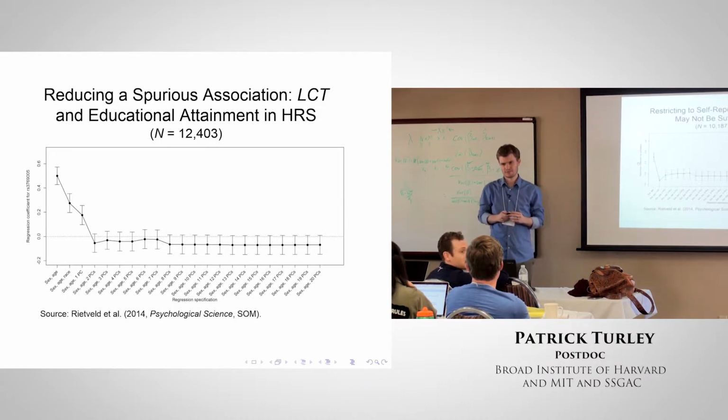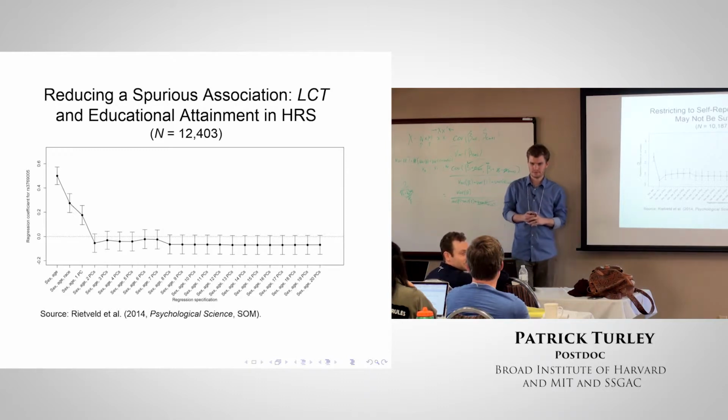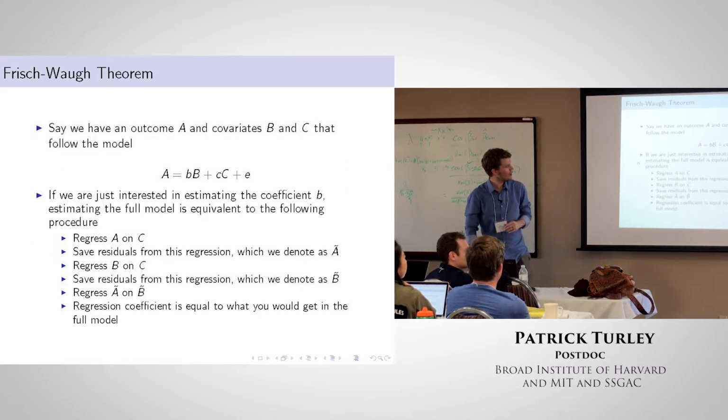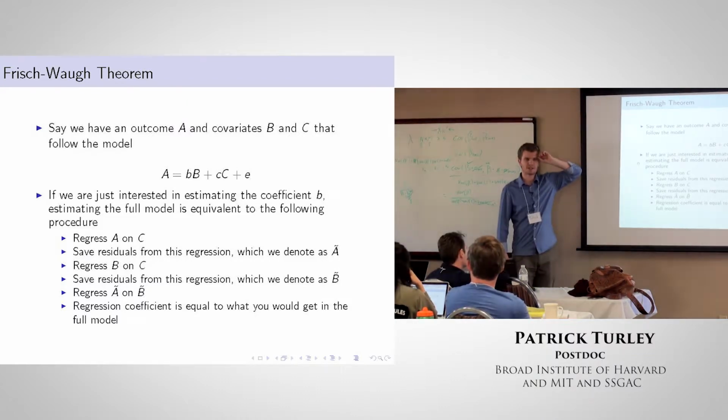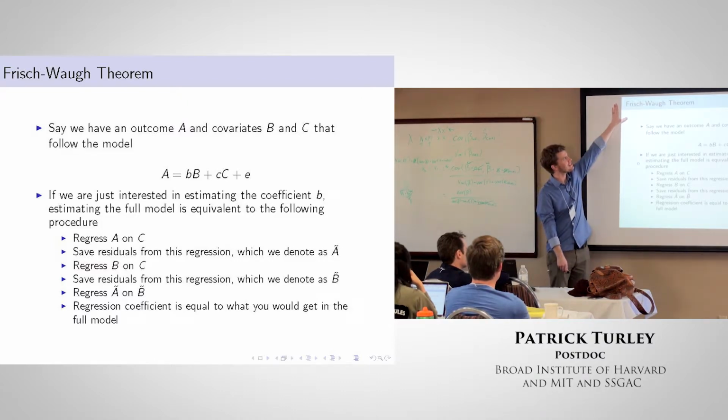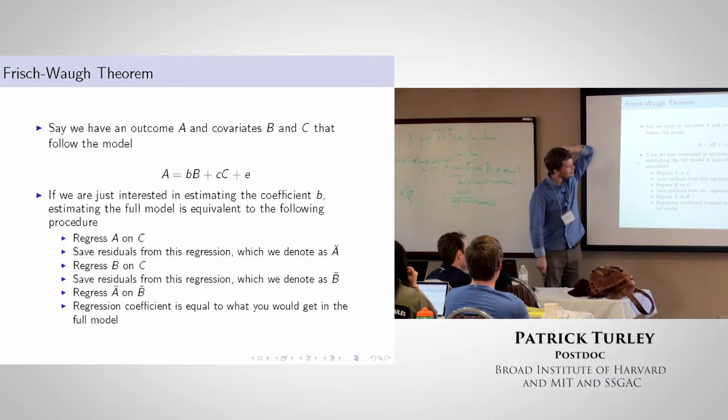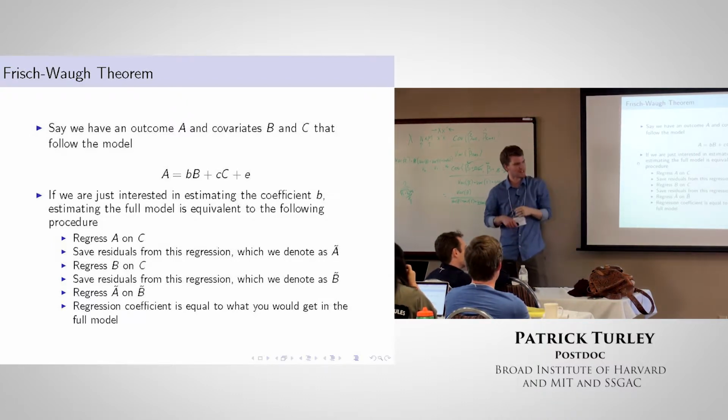The UK Biobank has instructions about what you need to do when you analyze their data, and it includes putting in certain controls for batch effects, which they know are in their data. Okay, so I just want to talk about a kind of technical point, but I think it's a nice thing to understand for why PCs work. This is our favorite theorem, the Frisch-Waugh theorem, and it is going to help us understand why PCs might work.